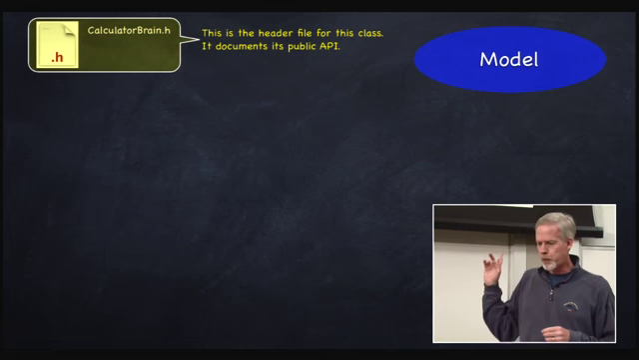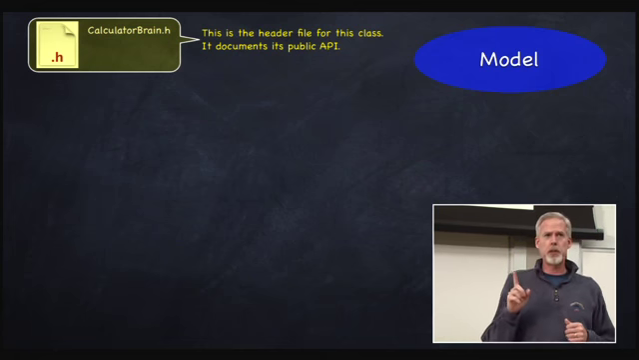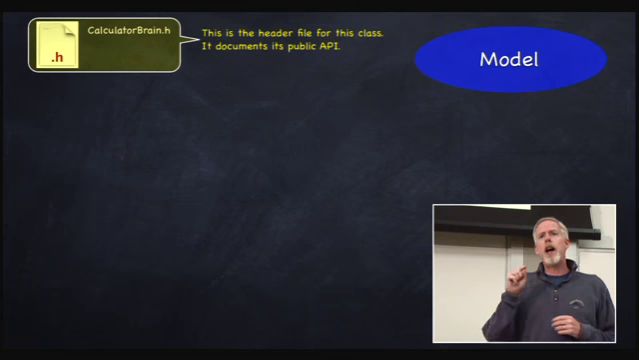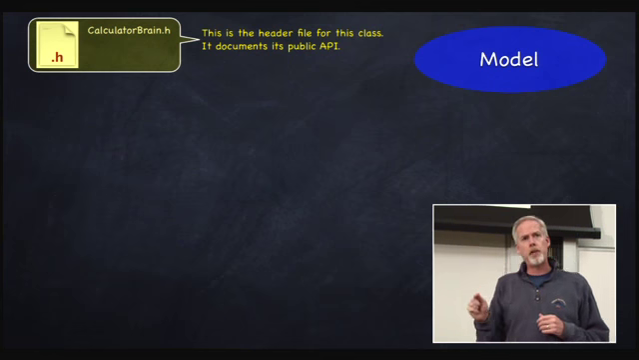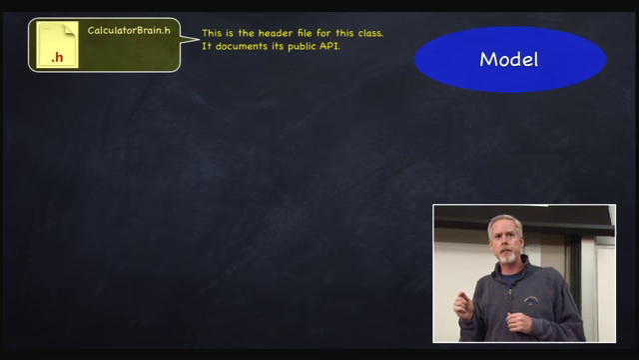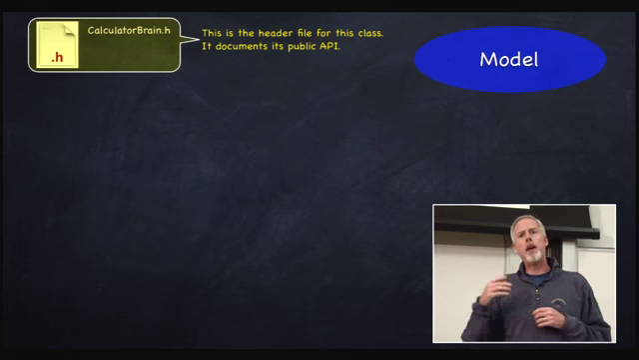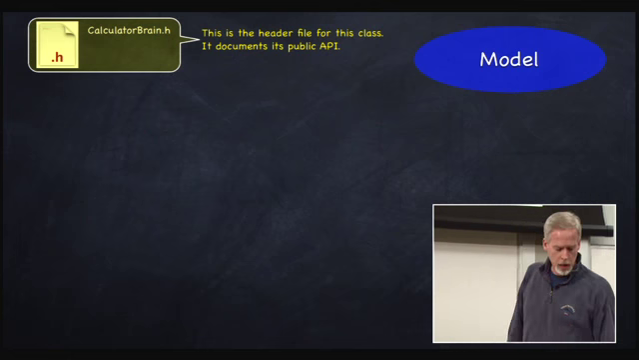So this file we're going to look at first is our model's header file. Okay? Remember that all the classes have header files and implementation files, and the header file is the public API. All right, so it's a little different than Java, more like C++, where you have a separate file, your header file, for your API.